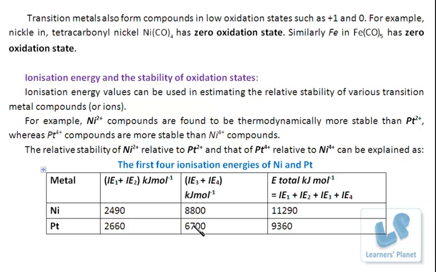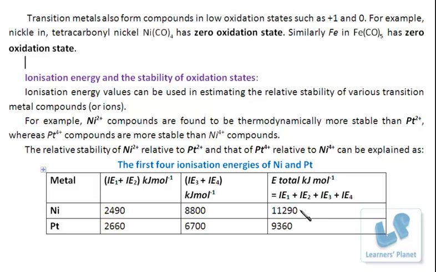If I talk of the nickel 2+ and platinum 2+ compounds, the nickel 2+ compounds are thermodynamically more stable. Why? Because the nickel 4+ compounds, their ionization energy is very, very high. That is why nickel 2+ compounds are more stable. Platinum 2+ compounds are less stable than platinum 4+ compounds. But the point here is that nickel 2+ are more stable than platinum 2+.